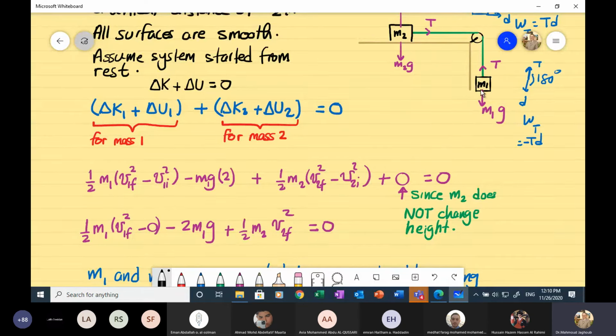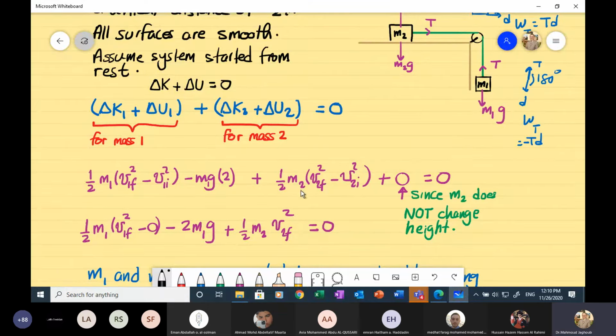For mass 1, delta K is half m1, v1 final squared minus v1 initial squared. Now we come to delta U. Now it has moved down, it descended. So delta U for mass 1 is negative. So it's minus m1 g times the 2 meters, plus for m2.